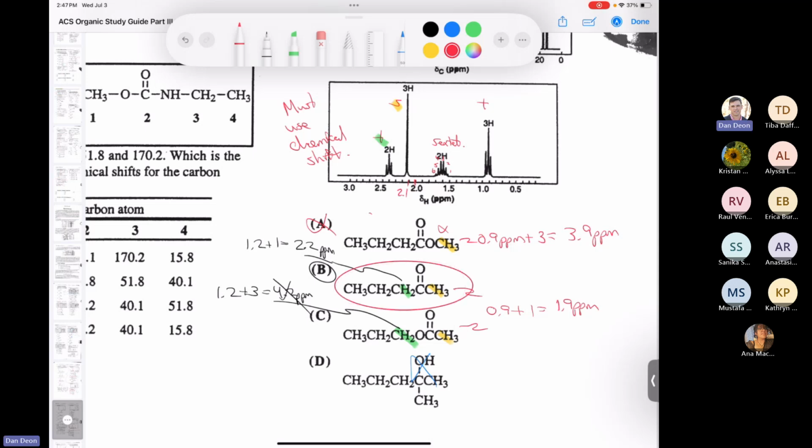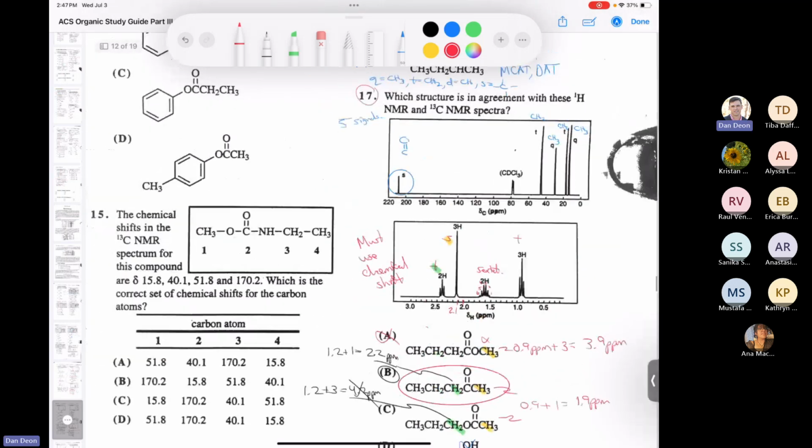So we had to do a lot of work. Now, you could have solved this one without even looking at the carbon, but that's what they listed first, so I kind of went through the whole thing.